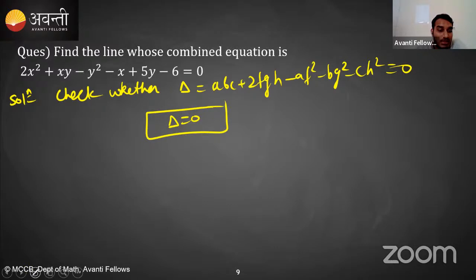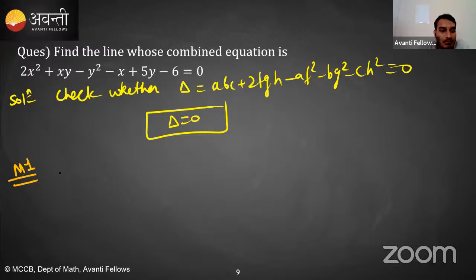Now the question arises: how will you find those two lines? If delta is 0, then this combined equation is representing two lines, right? But the question is how you will find those two lines. So I am going to tell you two methods. Whichever method you find easier, you can take any of those. So let's say method one.